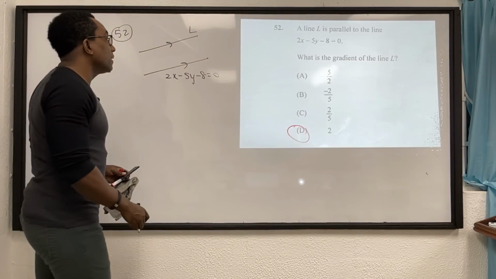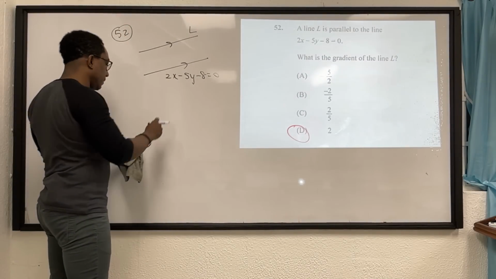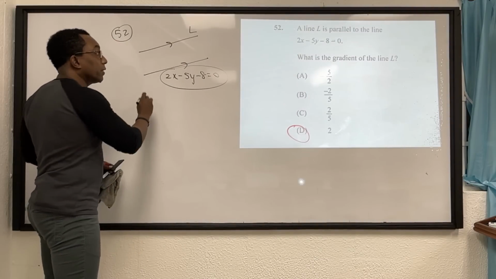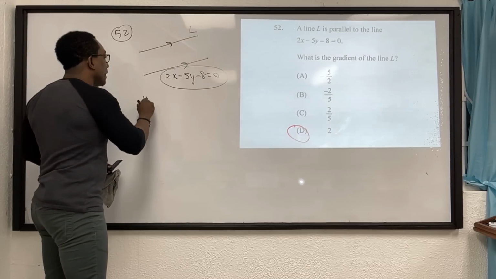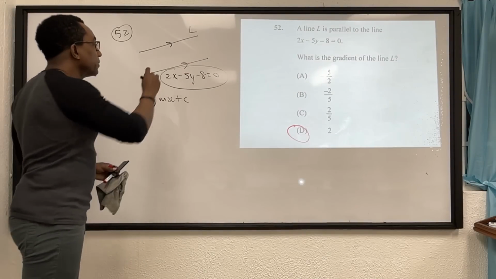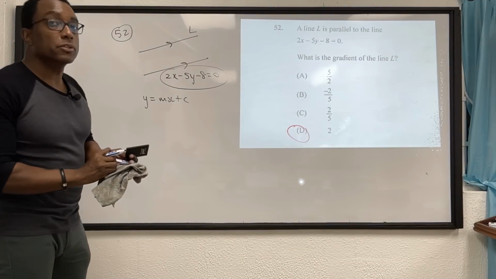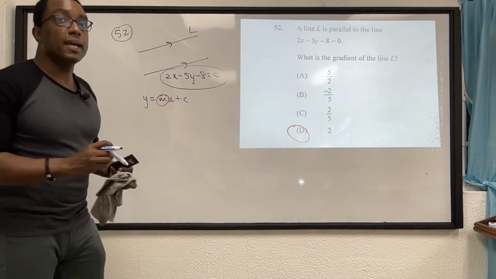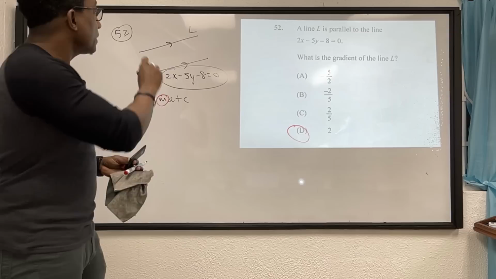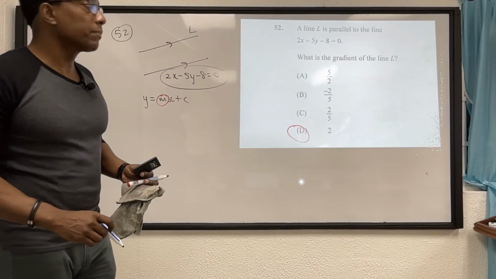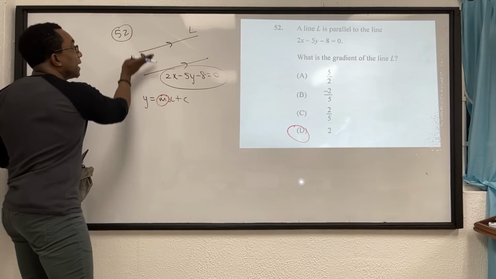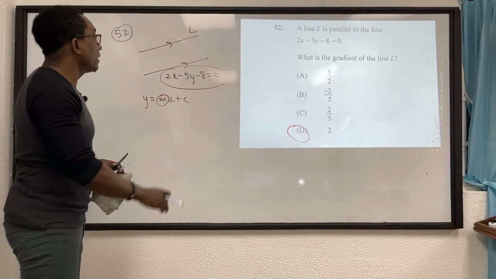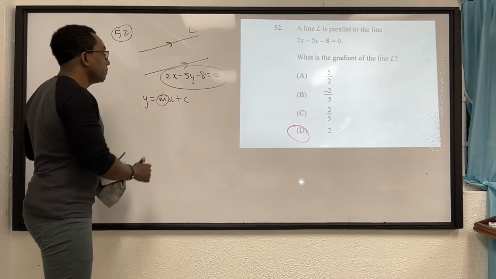So to find the gradient of the line L, I can take this equation I have here, and because it is the equation of a line, I can express this equation in the form y equal to mx plus c. Once I've expressed it in that form, what I can comfortably do now is find m, which is the gradient. And when I find the gradient, because these two lines are parallel, the gradients will be the same.